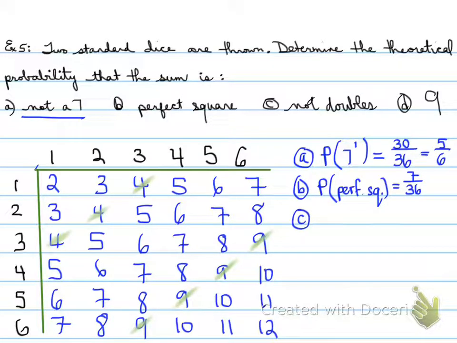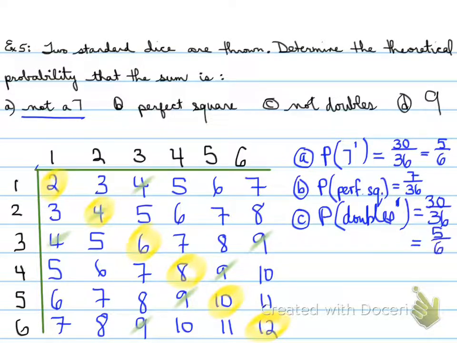Part C, probability of not doubles. So these that are circled in yellow are the doubles. Doubles means that both dice have the same number. So these are the doubles. So we want not doubles. So again, we could use the complement. Well, we know there's 36. 6 of them are doubles. So what's left over? That's right, 30 out of 36, which is 5/6, which we discovered in A.